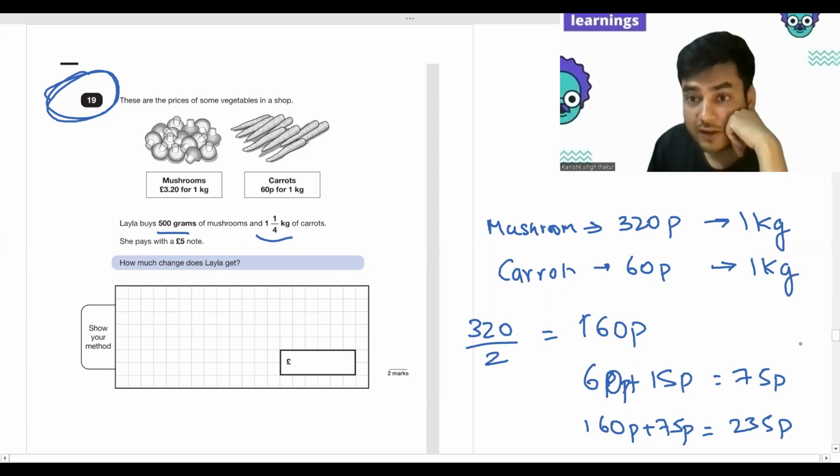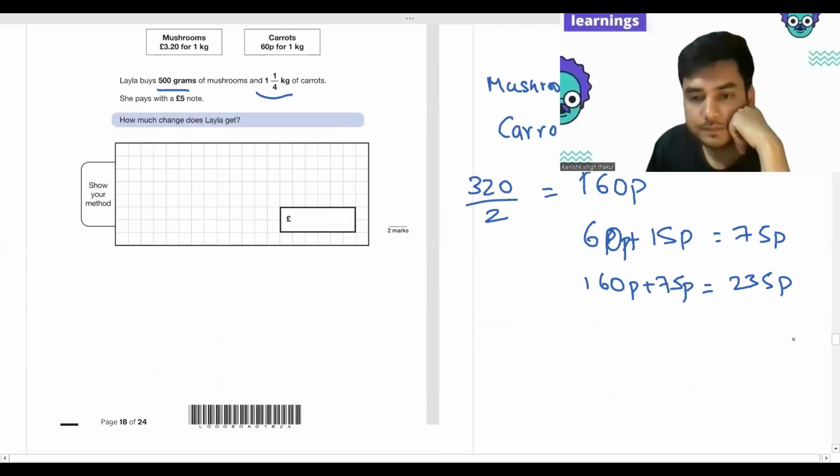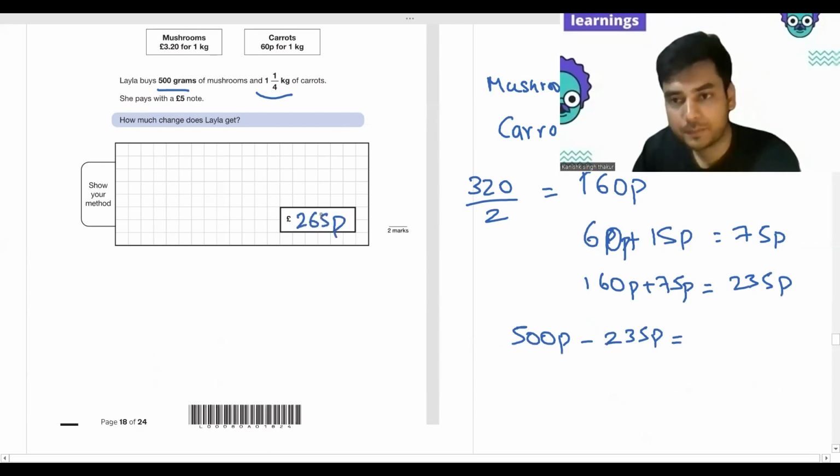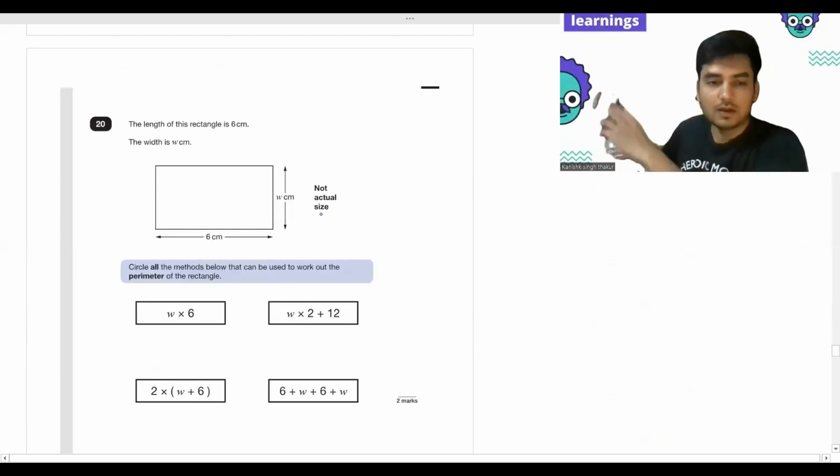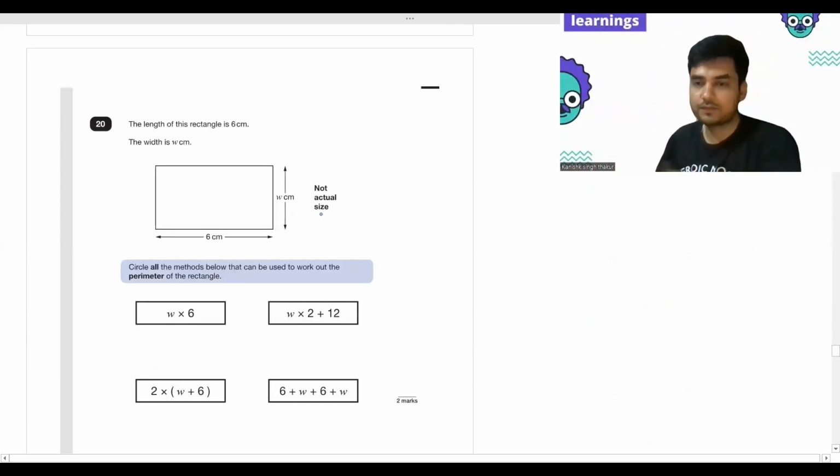Now she gave a 5 pound note. So 500 pence she gave, and you have to take away the total from that. So what is left is the change. That's what it is. Okay. And question number 20 we reach.